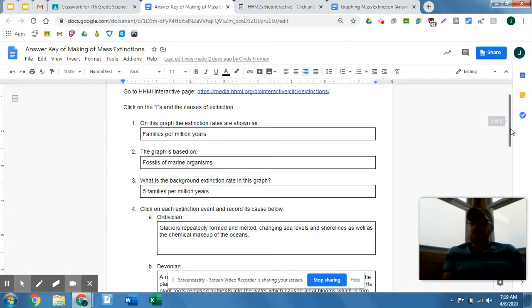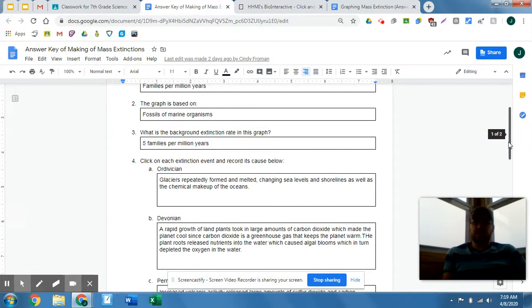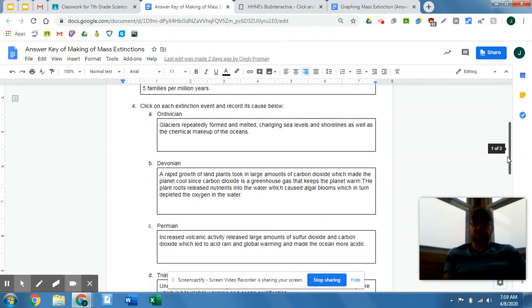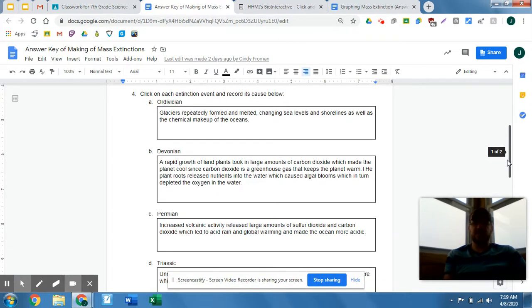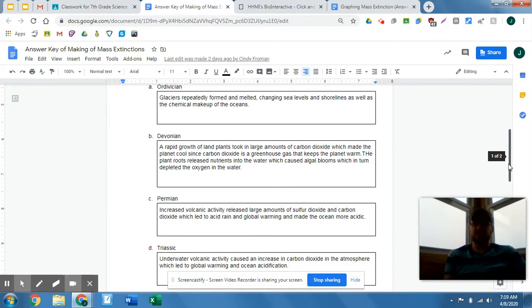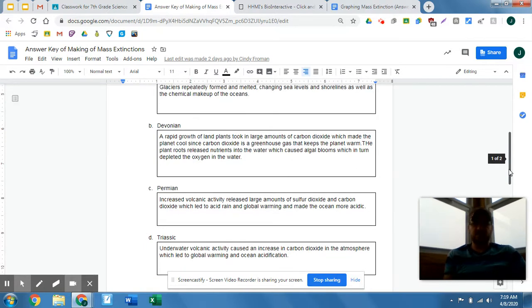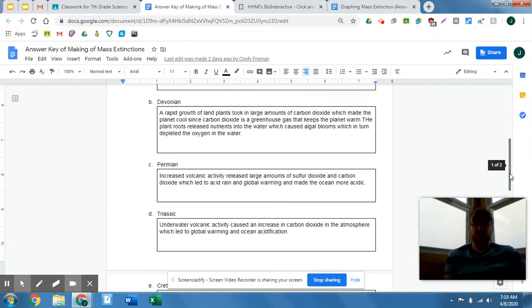And then we get into what caused each extinction event. So Ordovician, we had all those glaciers repeatedly form and melt, which changed the sea level and shoreline a lot, which mixed up the chemicals in the ocean and changed it that way. The Devonian, rapid growth of land plants took in large amounts of carbon dioxide, which made the planet cool, since carbon dioxide is a greenhouse gas.